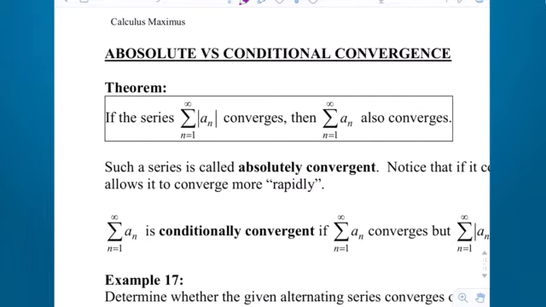Okay? So that's what we were just doing. You check to see if something converges. Cool. And then you look to see if you got rid of an alternator or made all the terms positive, would it still converge? If it does, it's absolutely convergent. If it doesn't, if it needs the negative terms or the alternator, then we call it conditionally convergent.